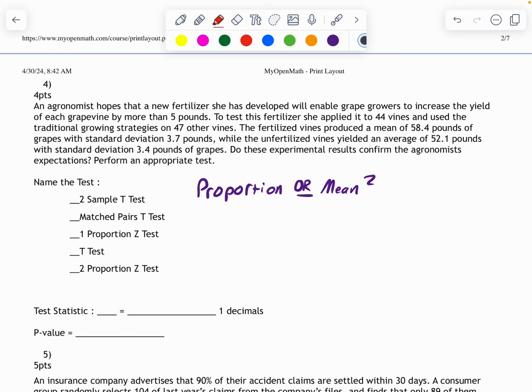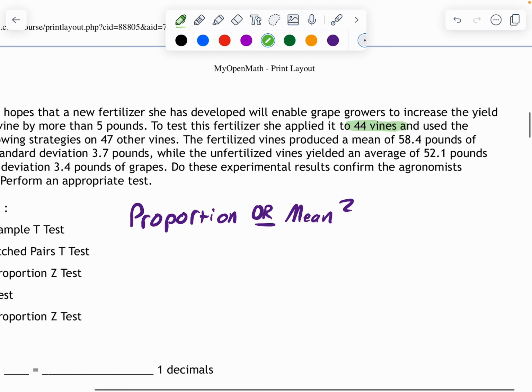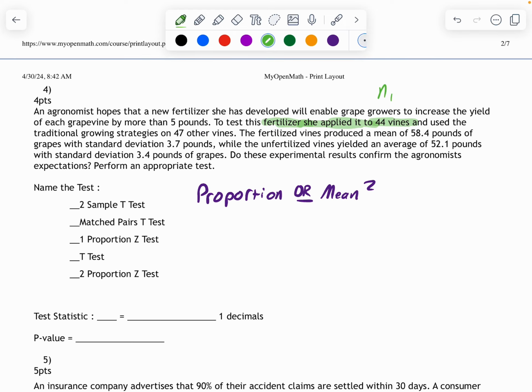So it looks to me right away like I have two samples. This would be sample 1. This was with the fertilizer, right? She applied it to 44 vines. So that would be sample size 1. And then she came back and she used traditional methods on 47 other vines. So that would be sample 2, and n2. So I have two samples right away. So I'm going to cross off that one, cross off a 1-sample t-test as well.